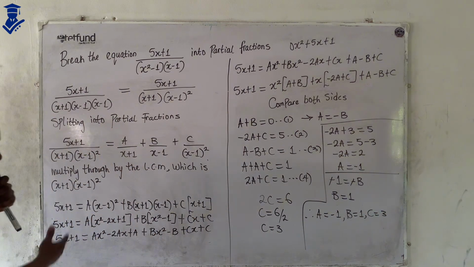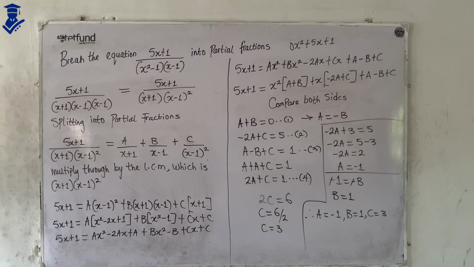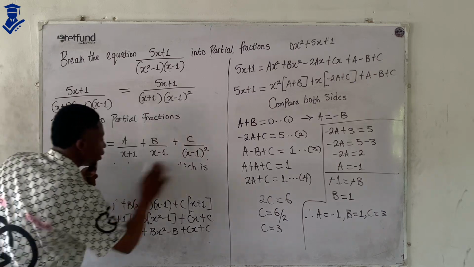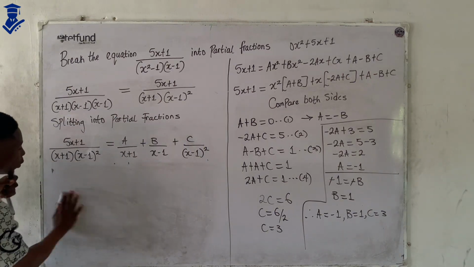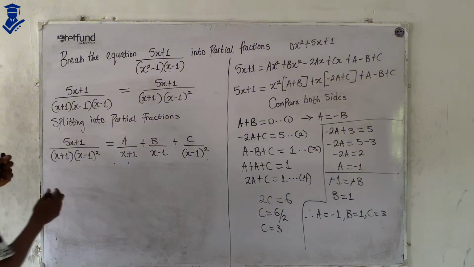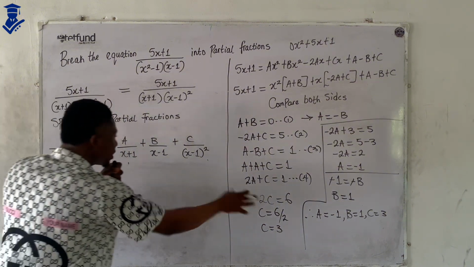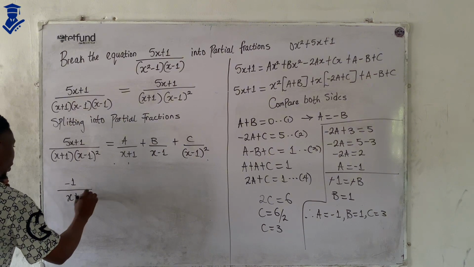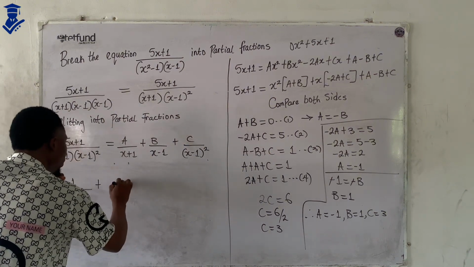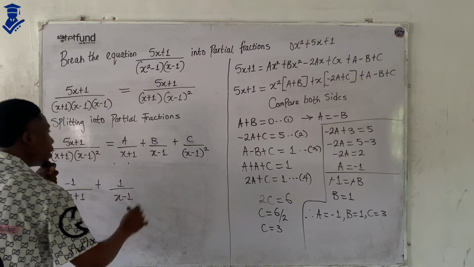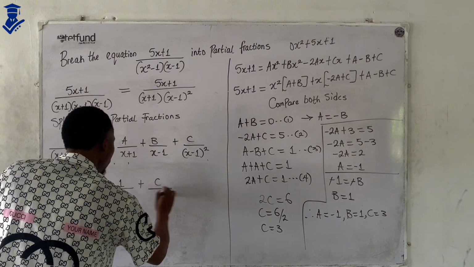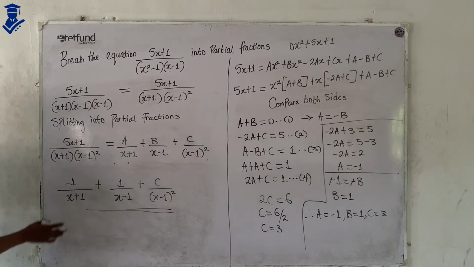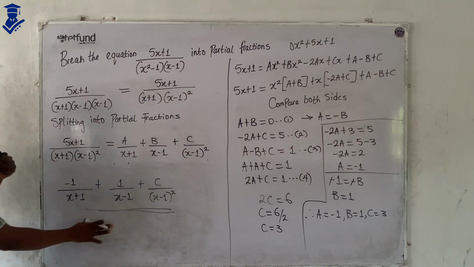So now resolving our partial fractions. Now let's finally resolve our partial fractions. Our partial fraction is finally going to be, now putting our constants here, minus 1 over x plus 1, plus b, we got it as 1 over x minus 1. Now c, we got it as 3 over x minus 1 all squared. So this is going to be our final answer. So resolving this into partial fractions, we're going to get this as our answer.